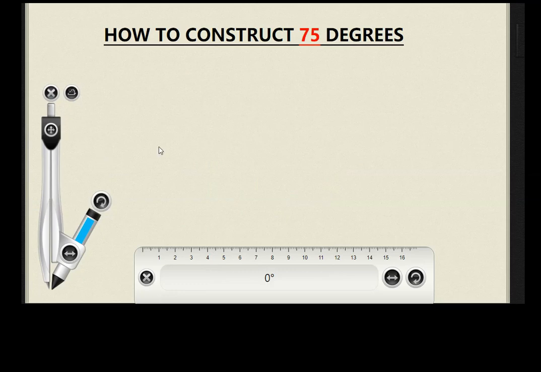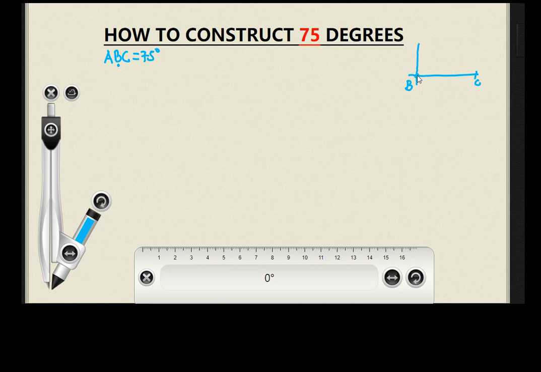For us to construct 75 degrees, these are the steps I want us to follow. First, we are going to construct 90 degrees. We shall have 90 degrees. So this point here will be the middle point, which will be our B, and then this end will be C, and A will be somewhere here. So what we're going to do first, we'll construct 90 degrees.